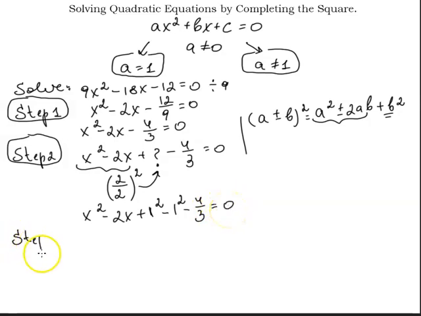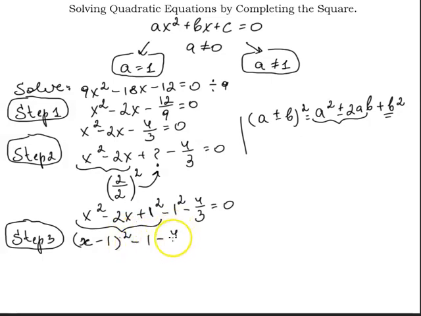So step 3, what I will do is I'll use this trinomial. The whole idea behind figuring the third term out is that now we can roll this into a perfect square. So that would be x minus 1 squared, minus 1, minus 4/3 equals 0.